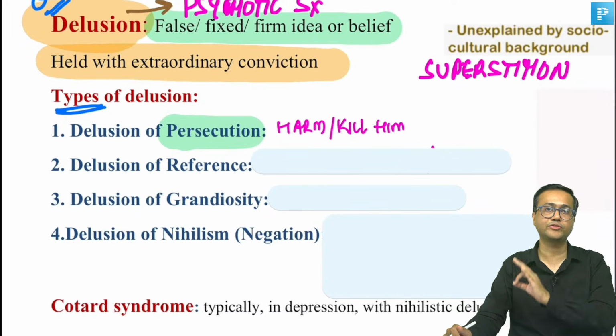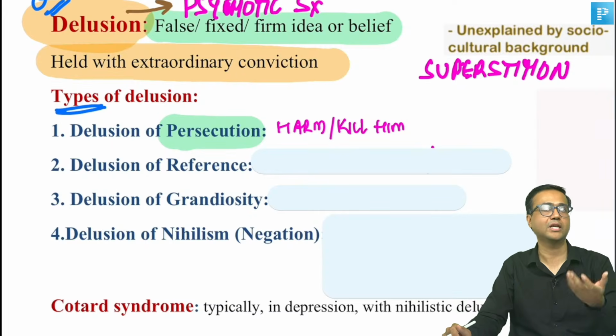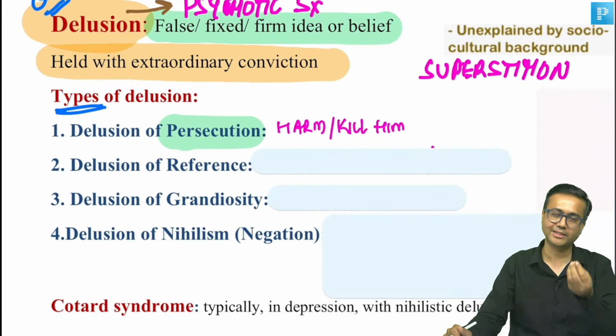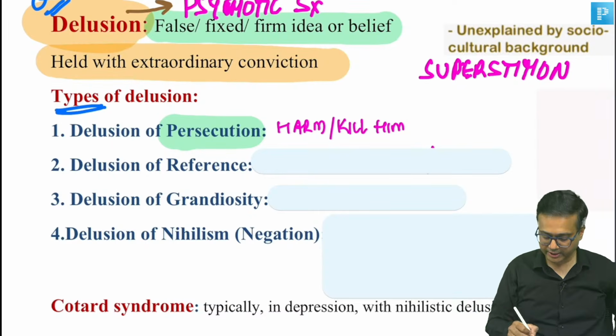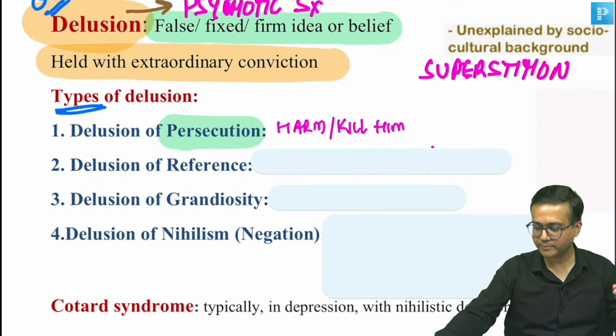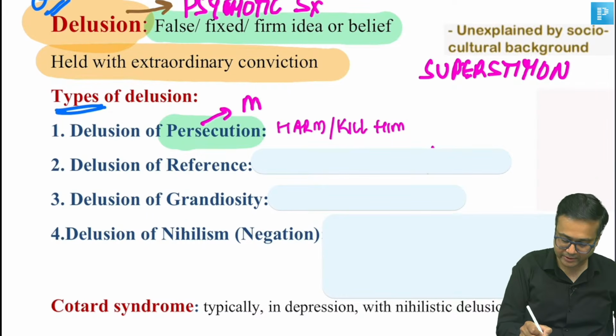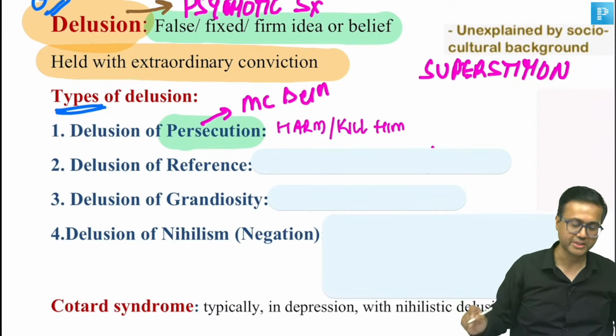A 16-year-old female thinks that the school principal along with the teachers want to fail her in the exam. So what is this? Again, this is delusion of persecution. If I ask you, in psychiatric disorder, which is the most common delusion? Please remember, it is delusion of persecution.